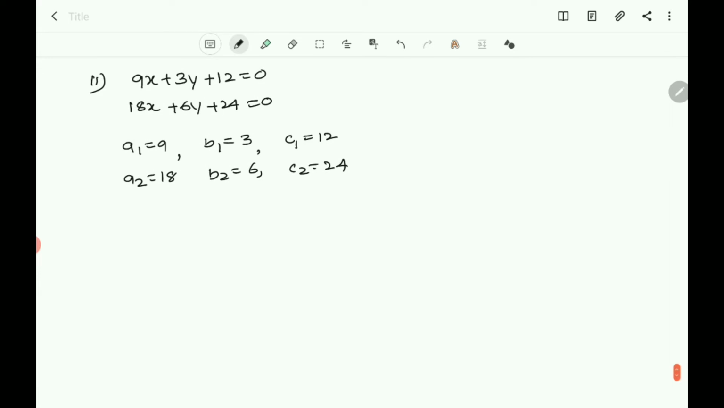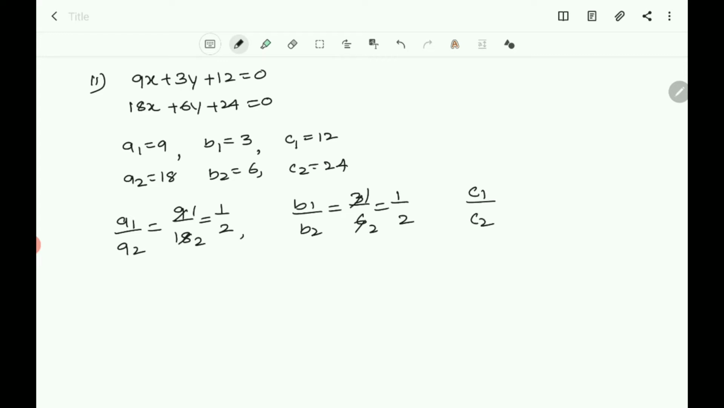Then you find a1 by a2. a1 by a2 is equal to 9 by 18. That is, 9 1s are 9, 9 2s are 18. So you got 1 by 2. Next you find b1 by b2. b1 by b2 is equal to 3 by 6. That is also 3 1s are 3, 3 2s are 6, that is 1 by 2. Next c1 by c2. c1 by c2 is 12 by 24, that is also 12 1s are 12, 12 2s are 24, you got 1 by 2. Here you got 1 by 2, 1 by 2, 1 by 2.